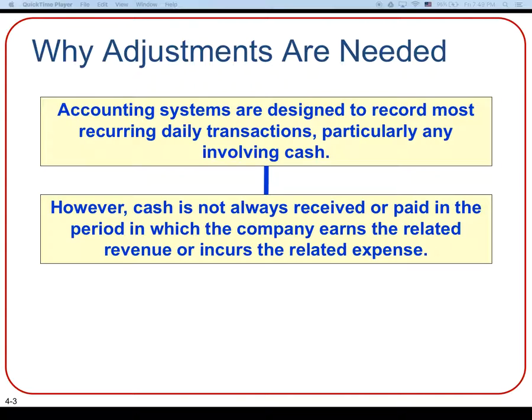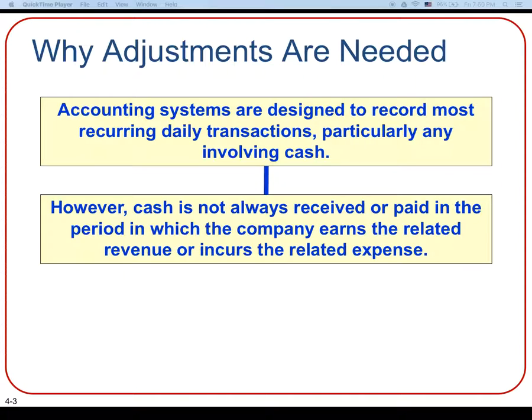So if you recall how the process starts, we started out by analyzing a transaction. A transaction happens normally when it involves cash, so with cash in or when there's a cash out. So we analyze the transaction. If the transaction had a minimum of two effects to the basic accounting equation, then we will record it, right?